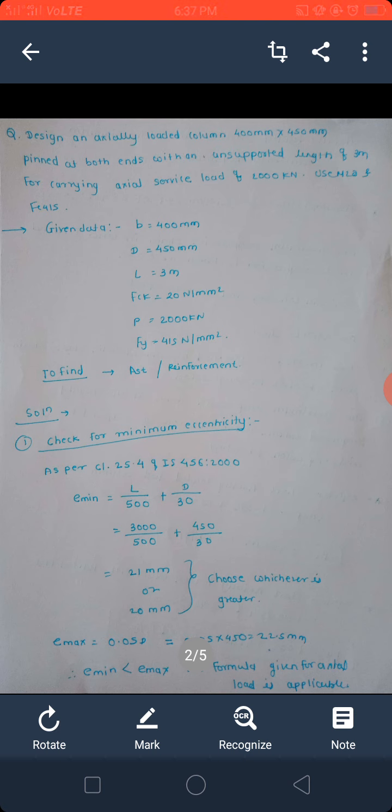Next is to find out eccentricity maximum, which is given by 0.05 times D. Here D is the depth of the column, which is 450 mm. Here e minimum is less than e max, therefore the formula given for axial load is applicable. Step number 2 is to find the factored load. Factored load is given by 1.5 times working load. Working load is 2000 kilonewton, hence we get factored load equal to 3000 kilonewton.